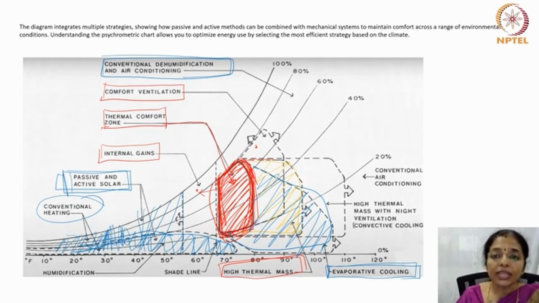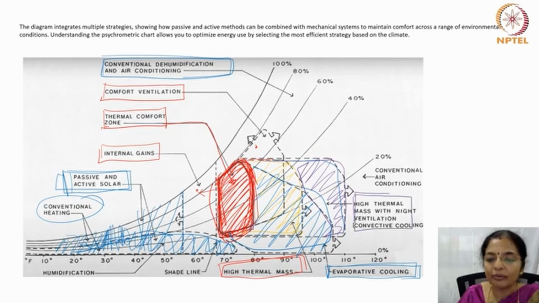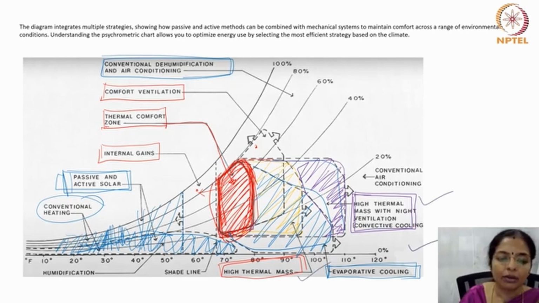So when the conditions lie within this zone, I will change the color now. Yeah, within this zone, then high thermal mass with night ventilative cooling is a good way to make the indoors comfortable. So each of these I will be dealing with separately, showing all the working principles and so on.